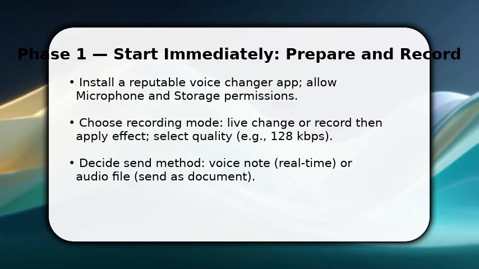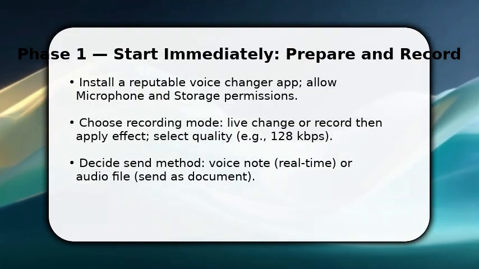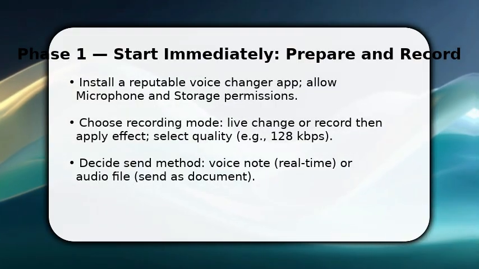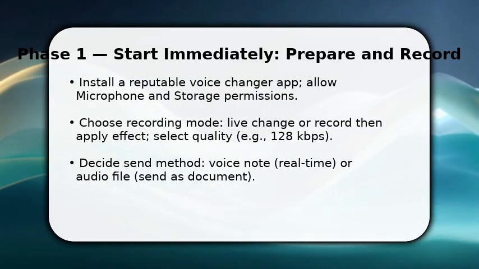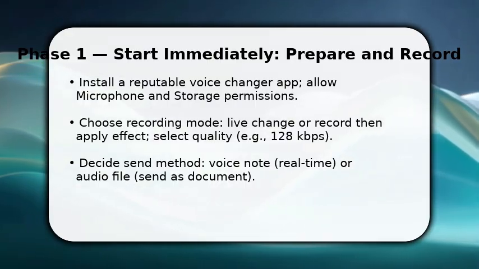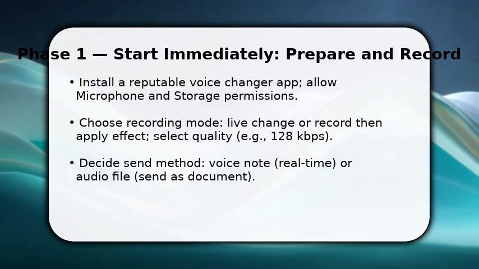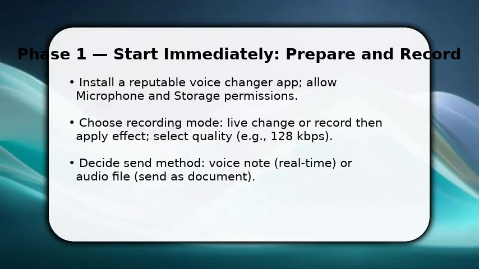You need two things now: WhatsApp and a voice changer app with mic access. Open the changer, grant microphone and storage permissions, then pick live or record mode. Live applies effects while you speak, record lets you tweak later. Select a mid-range quality like 128 kbps so files stay small but clear. Once done, record a short test clip.